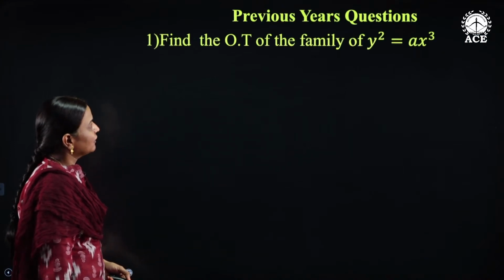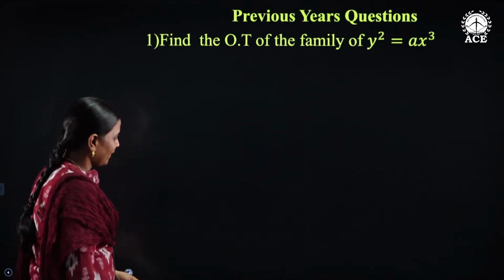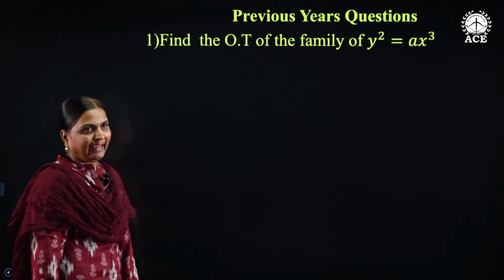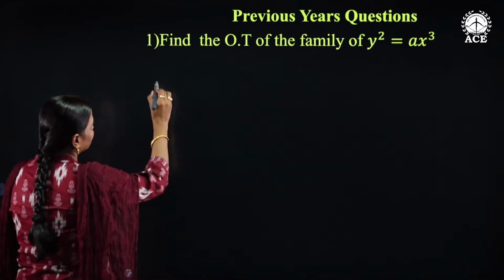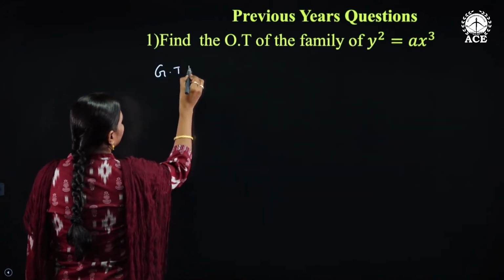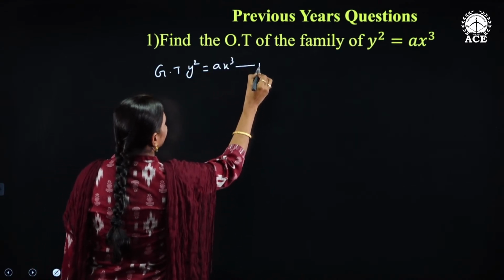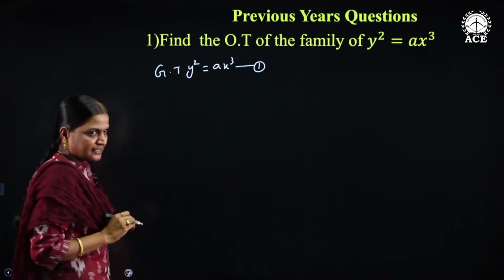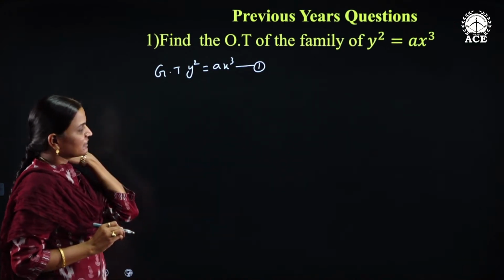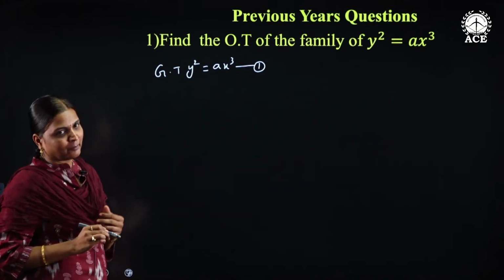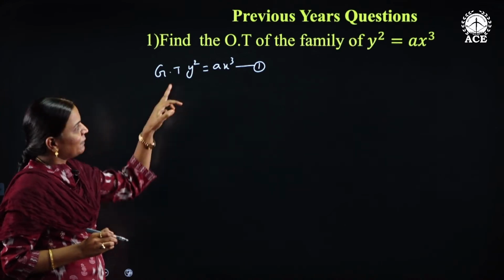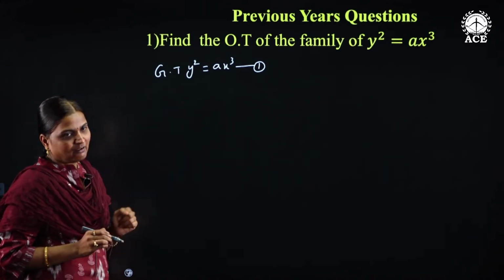Find the orthogonal trajectories of the family of y square is equal to ax cube. So what is the given curve? The given curve is y square is equal to ax cube. Let us call it equation 1, where a is the arbitrary constant. What is our first step? Eliminate the arbitrary constant. How to eliminate? By differentiating the given equation one time.